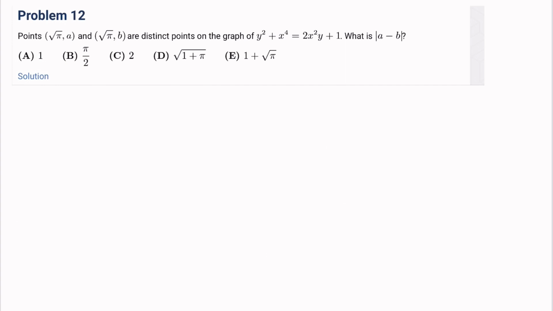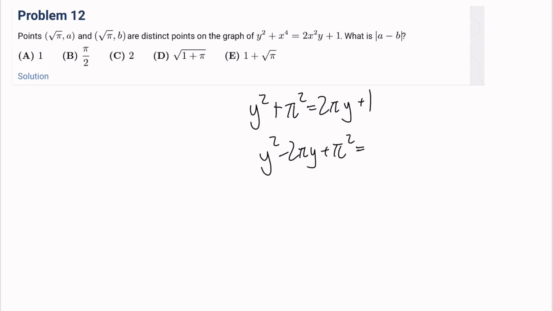Number 12. Points root pi comma a and root pi comma b are distinct points on the graph of y squared plus pi squared equals 2 pi y plus 1. So what is the absolute value of a minus b? Okay, so first we want to plug this into this equation, because then the y values that come out here would be a and b, right? And so y squared plus pi squared equals 2 pi y plus 1, right? So y squared minus 2 pi y plus pi squared equals 1. So y minus pi squared equals 1, right?